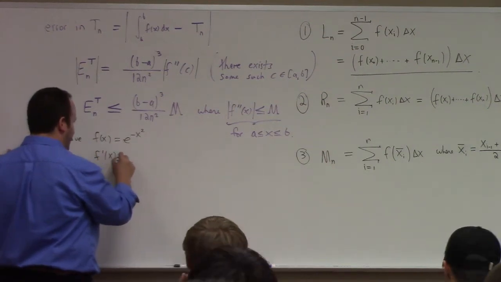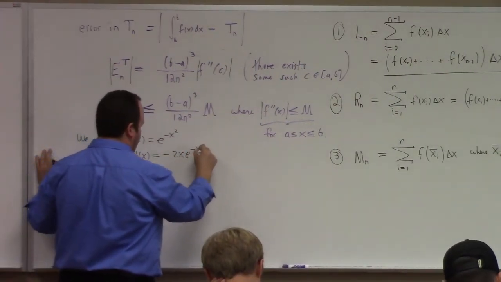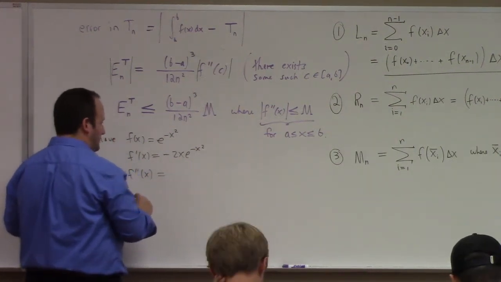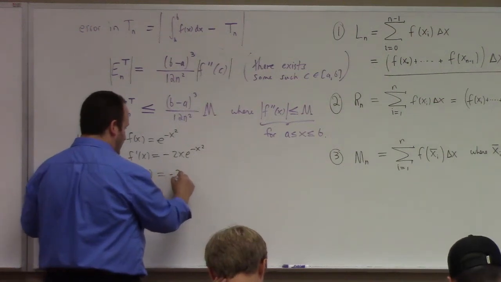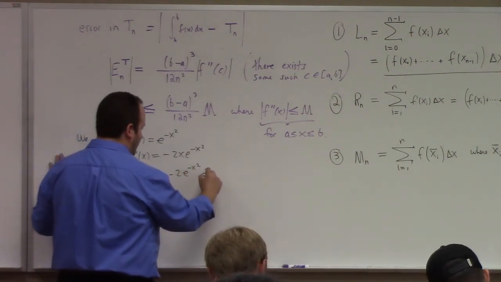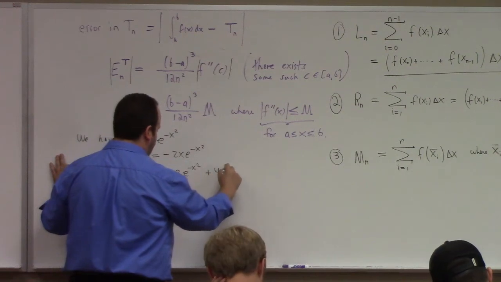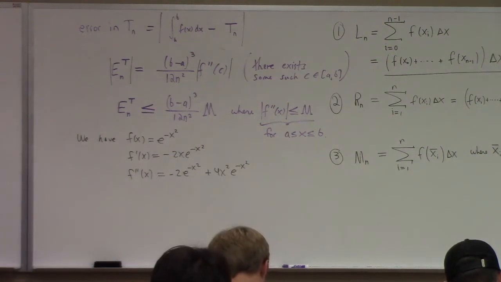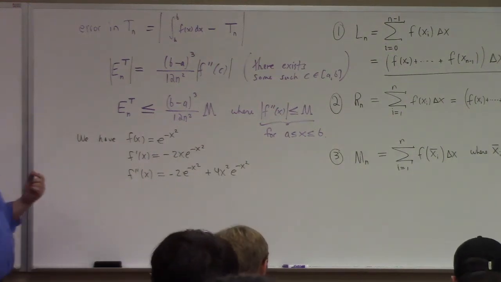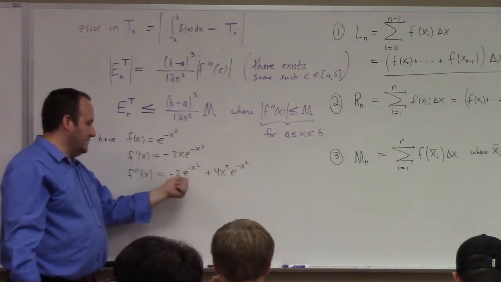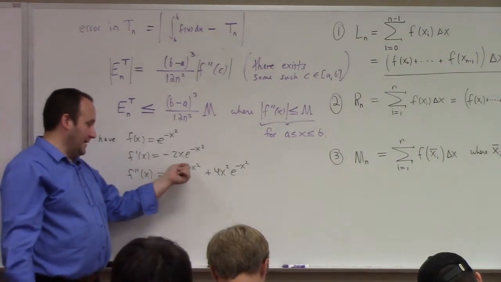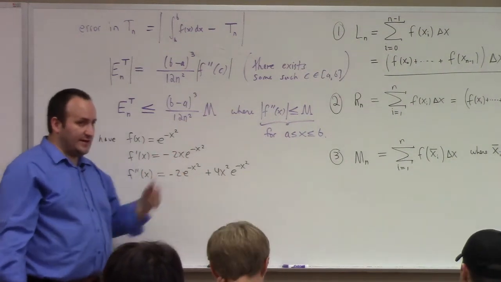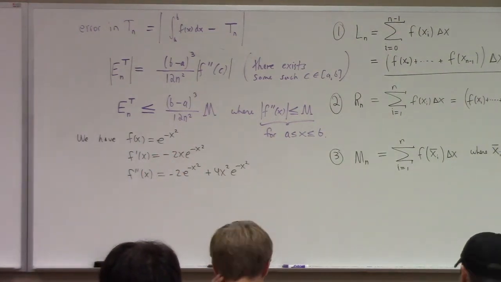F prime of x is minus 2x e to the minus x squared. Yowzers. F prime prime of x is what? Minus 2 e to the minus x squared, plus 4x squared e to the minus x squared. There I did the product rule. So derivative of x is just 1, so that gives me minus 2 e to the minus x squared. And then the derivative of e to the minus x squared is again a minus 2x, but minus 2x times minus 2x is 4x squared. So I did the product rule and the chain rule.